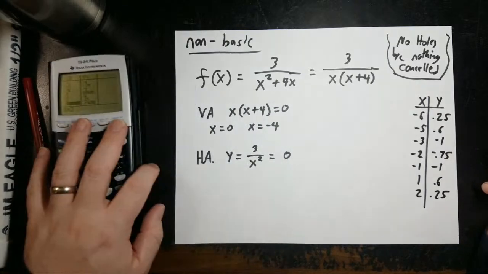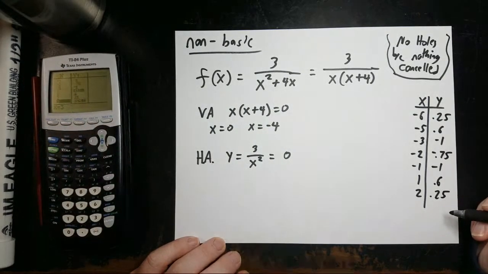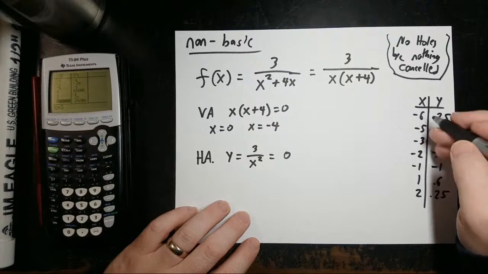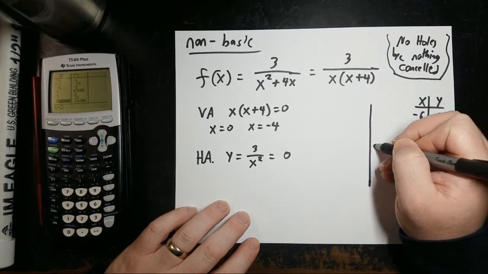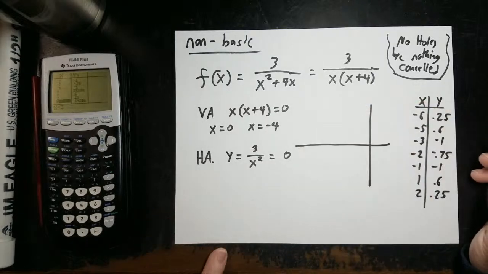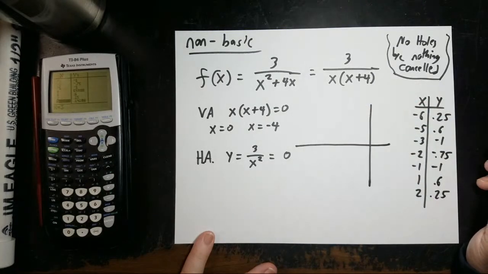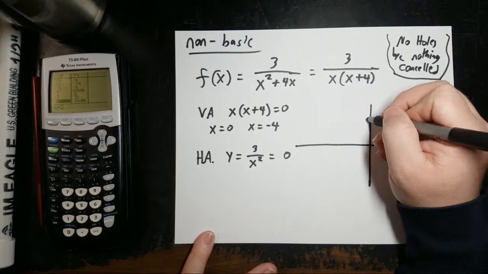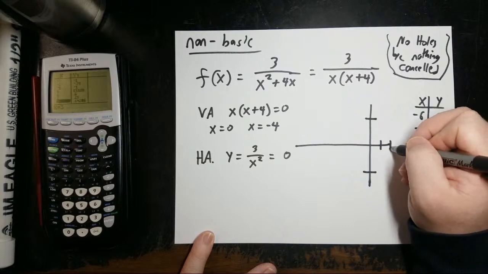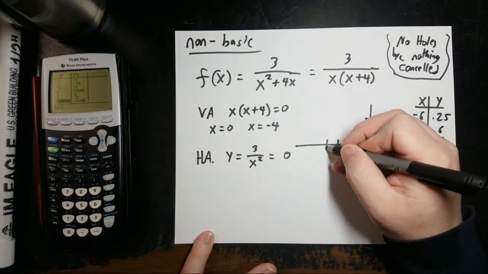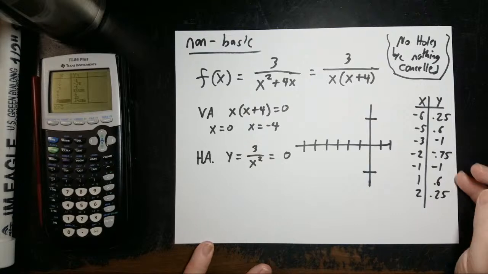There we go. So I got a lot of smaller numbers. And I'm going from -6 to +2. There we go. Let's see here. Let's make that 1 and then that -1. That'll work. And then I'll go 1, 2, and then 1, 2, 3, 4, 5, 6. Okay.